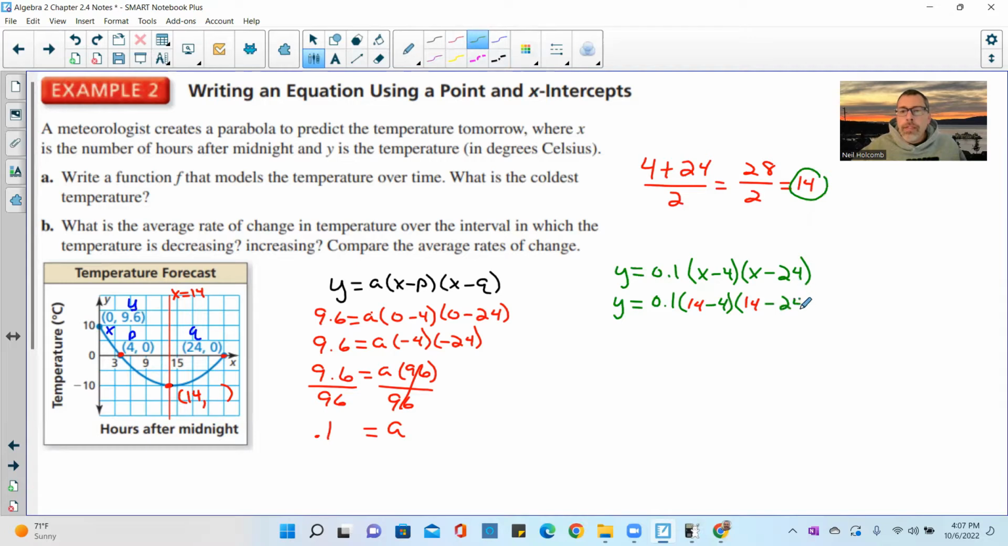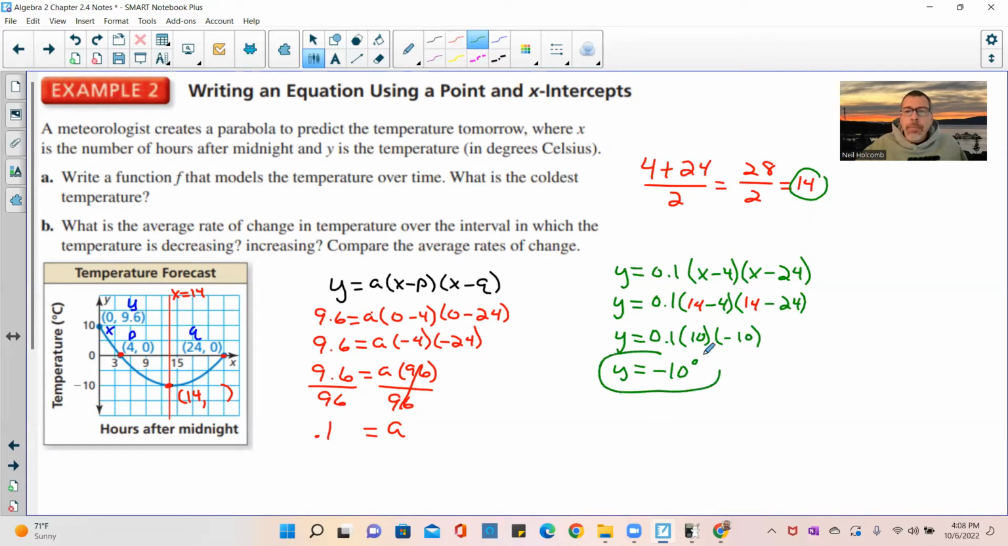In both places, and solve. 14 minus 4 is 10. 14 minus 24 is -10. So y equals 10 times -10 is -100, and 1/10 of a -100 is -10 degrees.